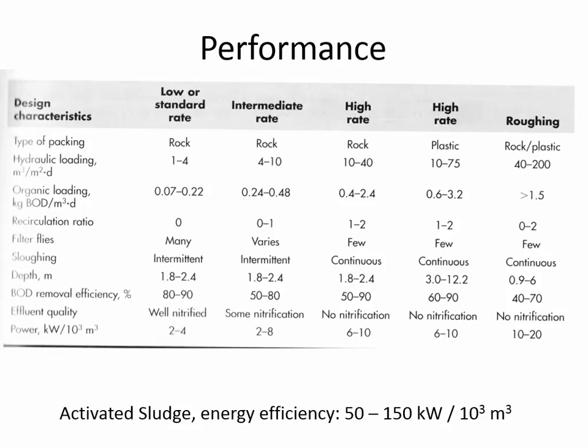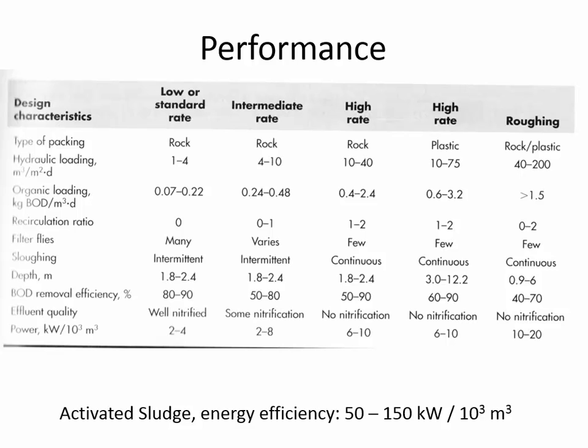Now, here's the figure where it says typical activated sludge uses between 50 and 150 kilowatts per 10 to the third cubic meter of water that's being treated. And so here is the power requirement. The equivalent power requirement, the last line for some of these trickling filters.